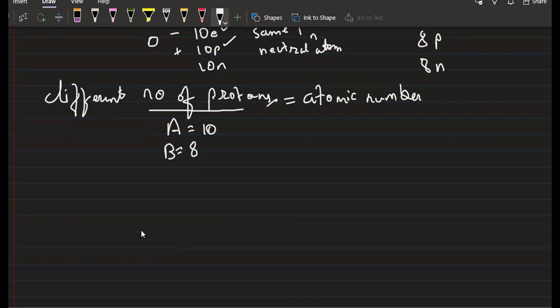Shravya, it is because electrons can be exchanged. Suppose I have atom A. Atom A will have 10 electrons. Just imagine 10 electrons, 10 protons, and 10 neutrons. Now, just think about the construction. We know that protons and neutrons exist inside the nucleus. Yes or no?